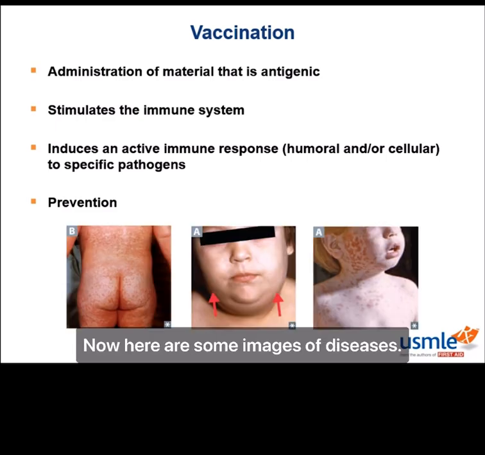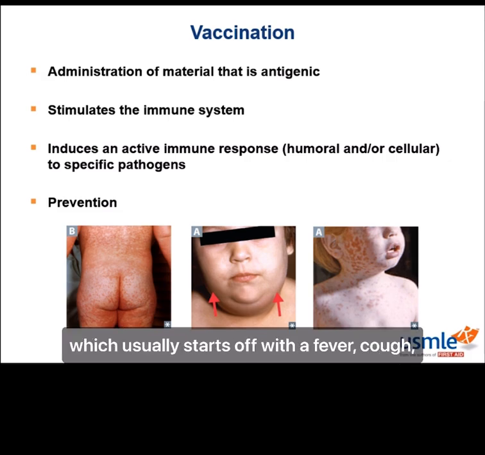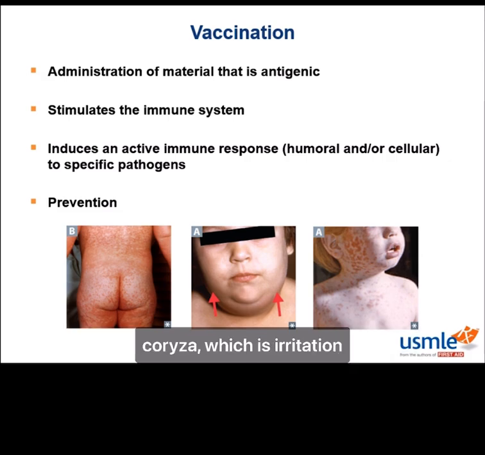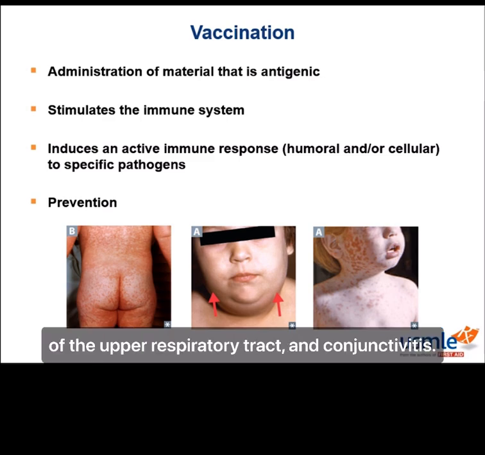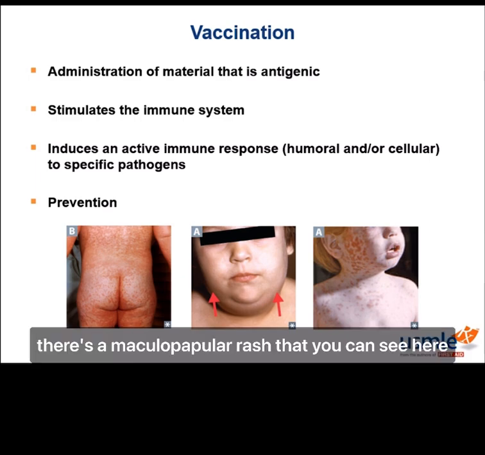Now, here are some images of diseases. Can you recognize them? The first one is measles, which usually starts off with a fever, cough, coryza, which is irritation of the upper respiratory tract, and conjunctivitis. And 1 to 2 days later, there's a maculopapular rash that you can see here that starts at the head and neck and spreads down.